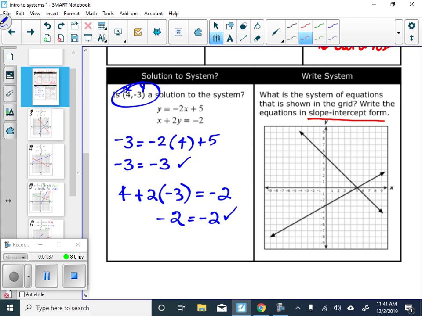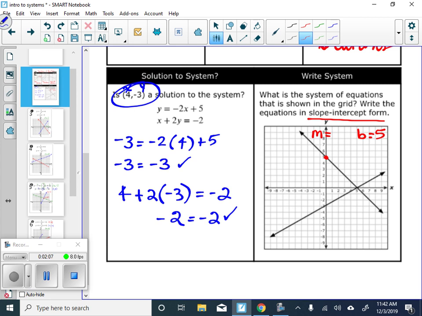So if I want it in slope-intercept form, what do I need to know? Slope and y-intercept, correct? What's the easy one to find? The y-intercept. Where is the y-intercept on this line? It's at 5. It's right here. It's where it crosses the y-axis. So I got half the equation already.